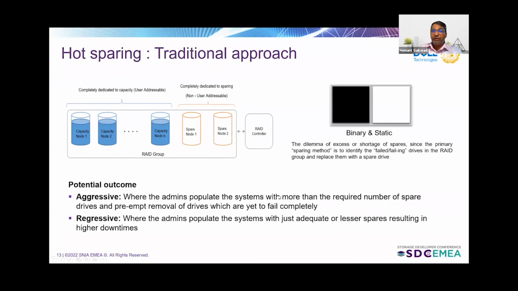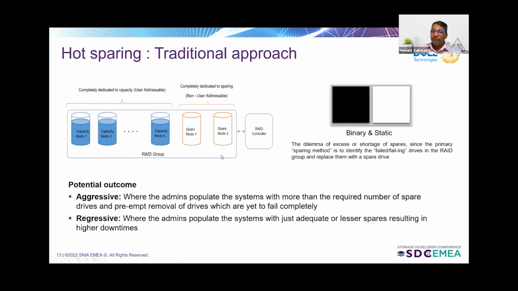In traditional storage management approaches, the drives are tasked such that everything has a set role. In this case, if you just look at the diagram, you have specific nodes being mapped as capacity or data nodes, while there are certain ones which are mapped as spare. In most cases, traditional sparing mechanisms fail to resolve the dilemma of excess and shortage of spares, because the first level of sparing method is to identify the failing or the failed drive in the RAID group and replace it with a spare drive.